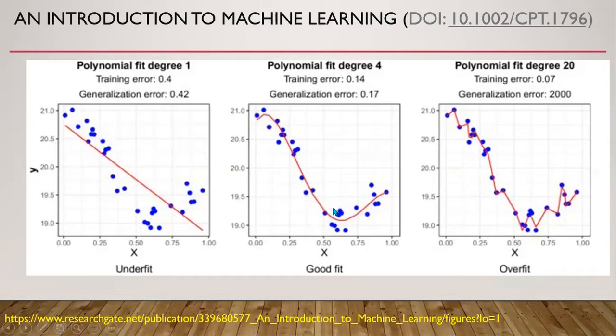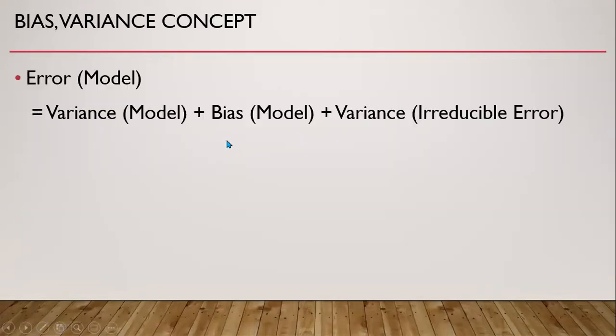The middle figure is a kind of trade-off between the two, and this can be taken as the best fitted situation. So this is overfitting, and the first one is underfitting. The training error here is bias, and the generalization error here is variance.